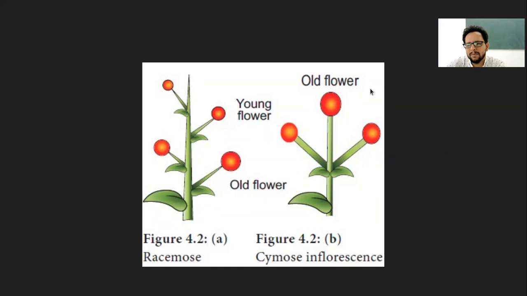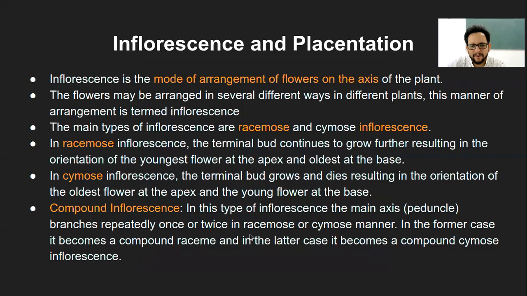And this is the cymose, that is at the end of this particular branch, all the flowers keep arising, and the older flower is at the top or at the last, and the inner ones, towards the root side or the stem side, are the young ones. So that is the cymose. It's just the different ways of arrangement of the flowers.